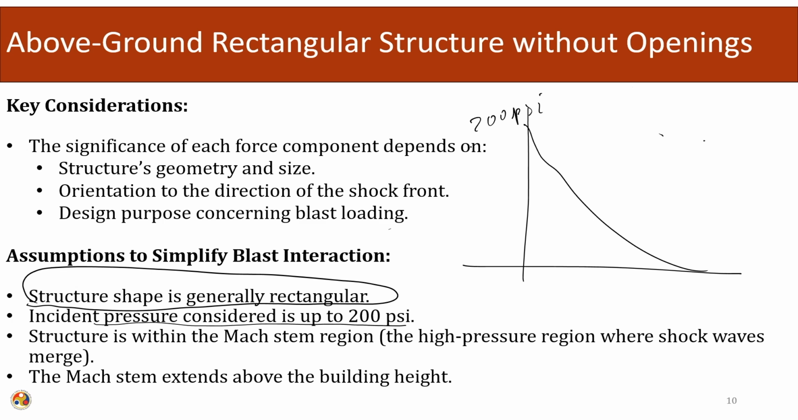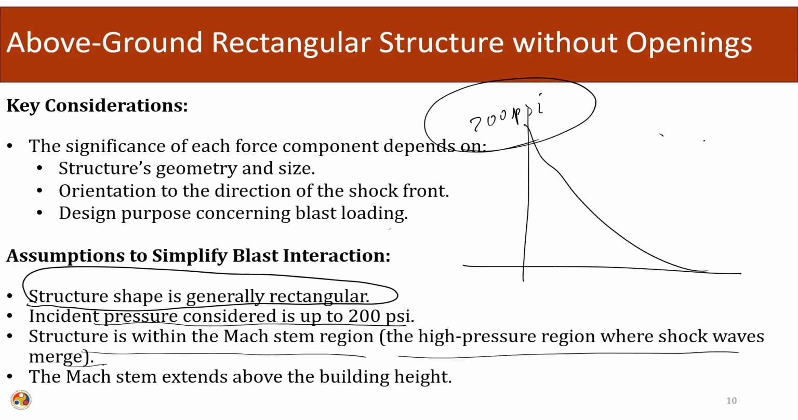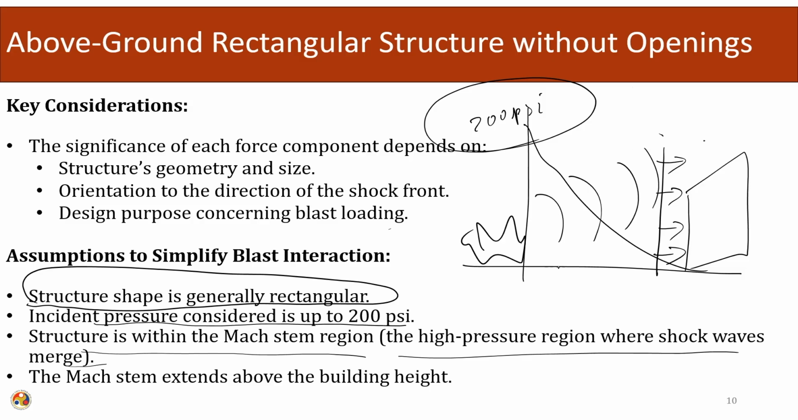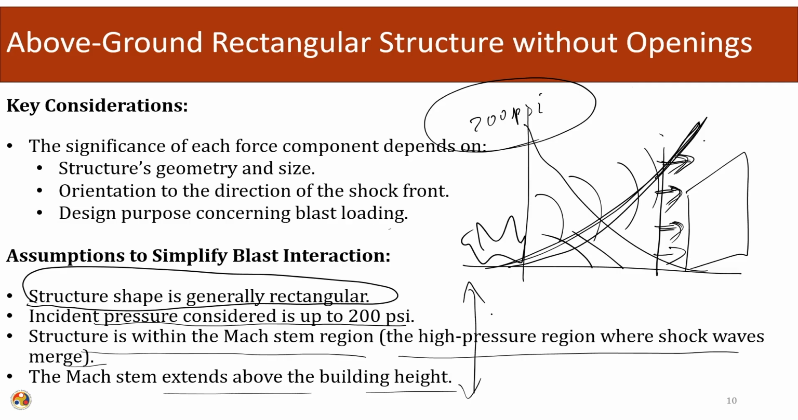We are on average designing in the range of 200 psi, where the structure is within the Mach stem range, the high pressure region where shock waves merge. It means that if my blast is occurring like this, the structure is seeing a planar front. This mixture of the incident and the reflected pressure forms a Mach stem, and the Mach stem is bigger than the structure, extending above the building height. So basically our structure is seeing a planar type of force. These are some of the assumptions that we are making.